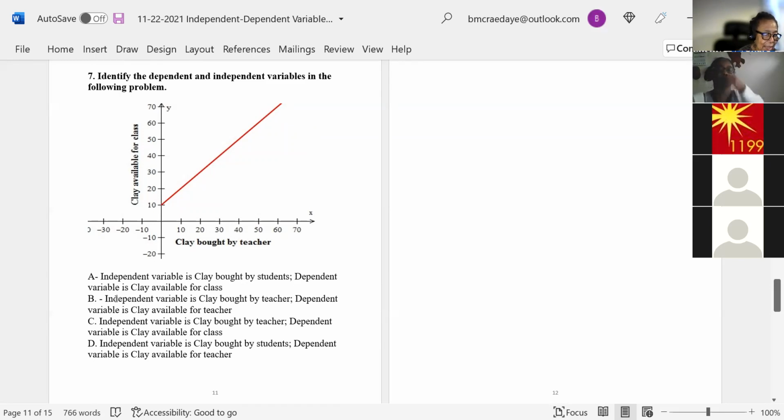B says independent variable is clay bought by teacher, dependent variable is clay available for teacher. C says independent variable is clay bought by teacher, the dependent variable is clay available for class. D says independent variable is clay bought by students, dependent variable is clay available for teacher.